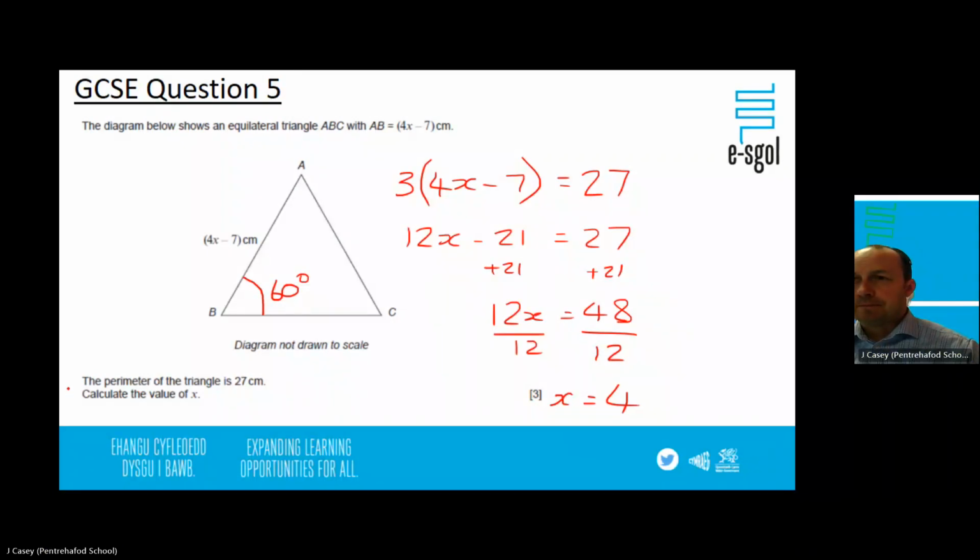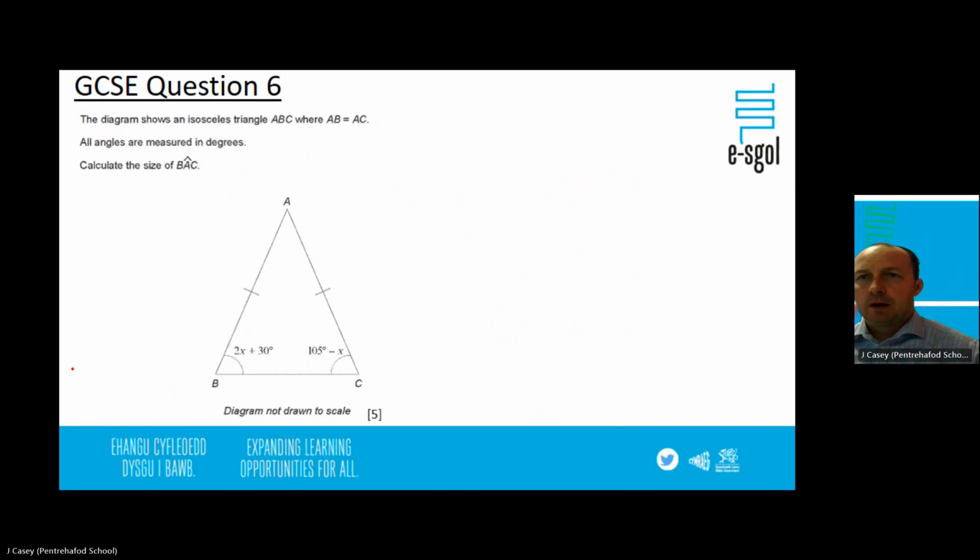Okay, so the last question we'll do, I think, is going to be this one, and then we'll do a very short plenary at the end. So the diagram shows an isosceles triangle ABC, where AB and AC are equal. All angles are measured in degrees. Calculate the size of BAC.